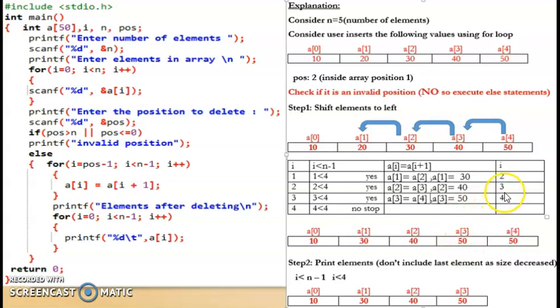Then again I value will increment, I value will become 4. Now again it will check for the condition, is 4 less than 4? No. So the loop will terminate.